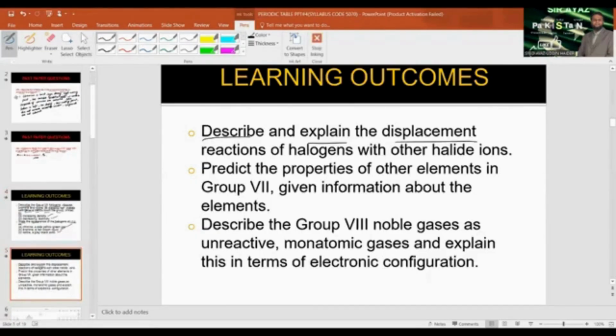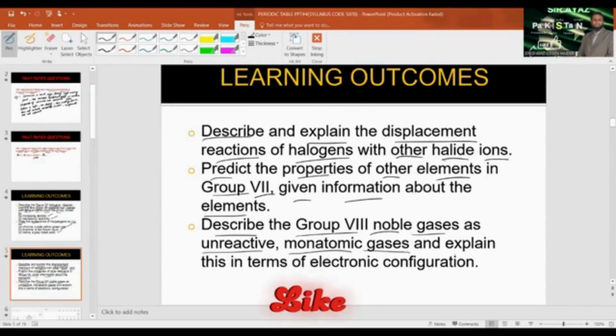Describe and explain the displacement reactions of halogens with other halide ions. Predict the properties of other elements in group 7, given information about the elements. Describe the group 8 noble gases as unreactive monatomic gases and explain this in terms of electronic configuration.